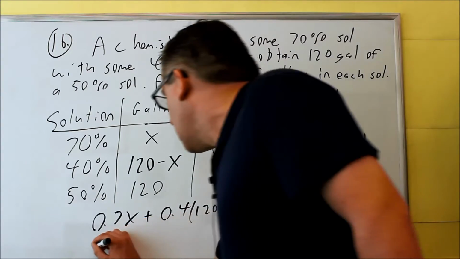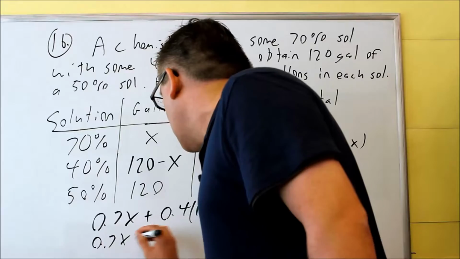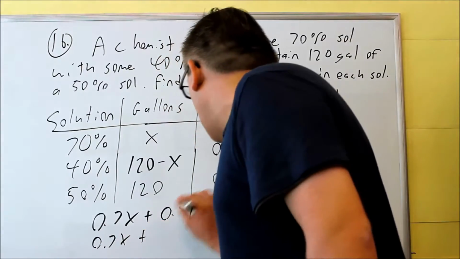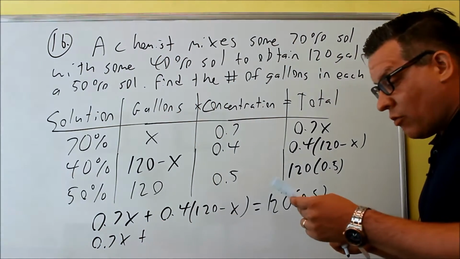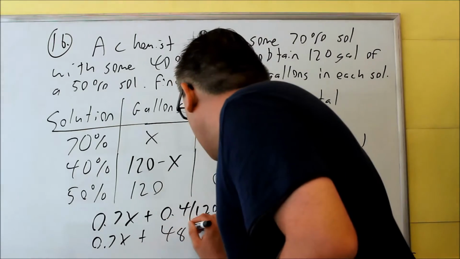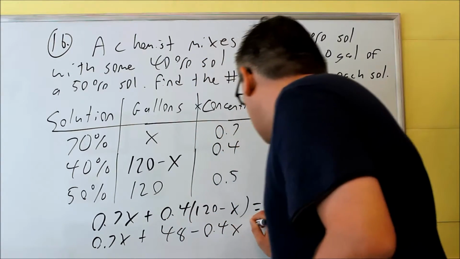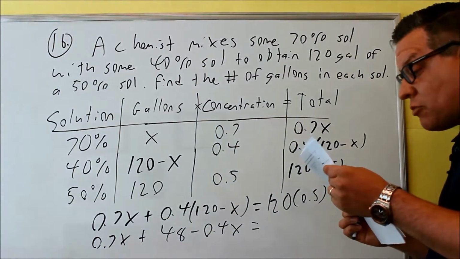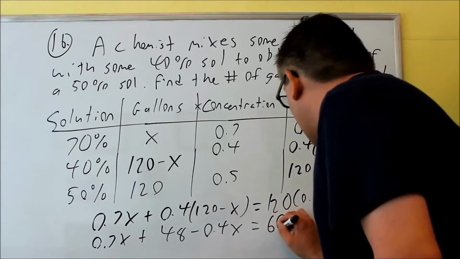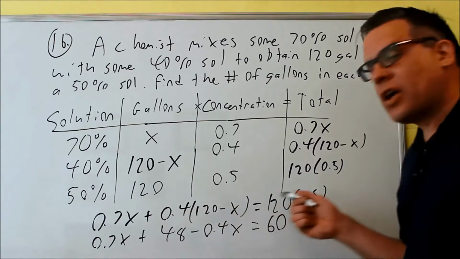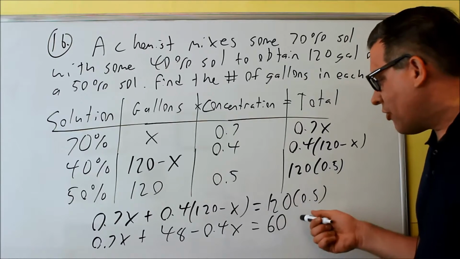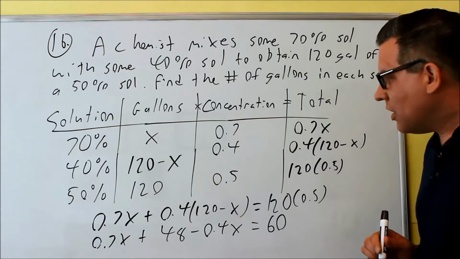So I get 0.7x here, and then I'm going to multiply this one out. So when I multiply that one out, I'm going to get 48 minus 0.4x, and 120 times 0.5, I get 60. So I want to multiply that out to clear out the fractions and simplify it so I can get something I can solve for.